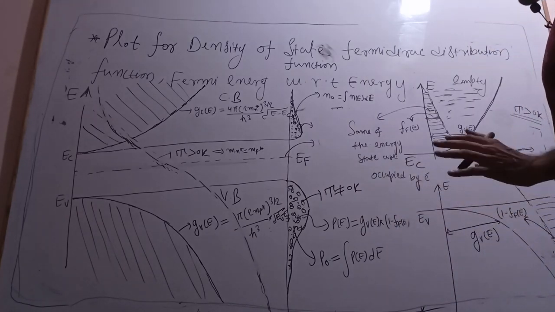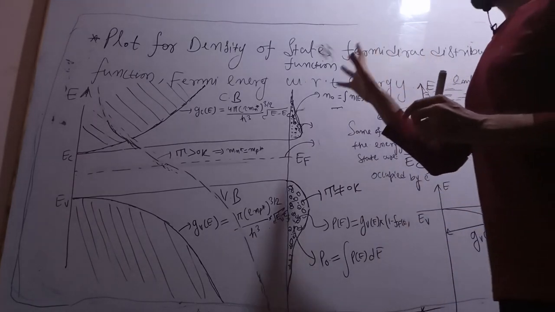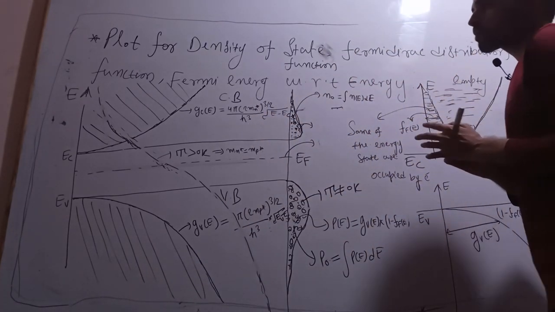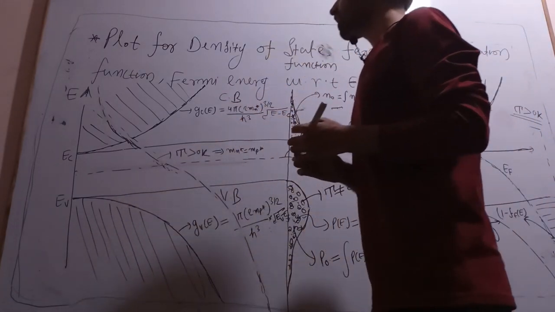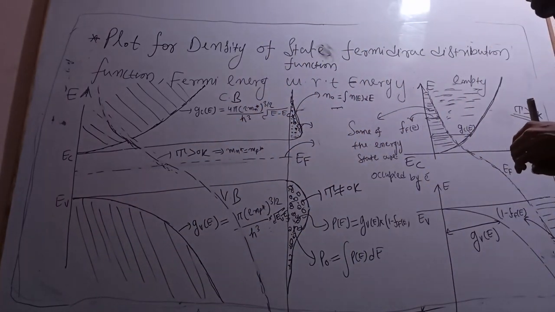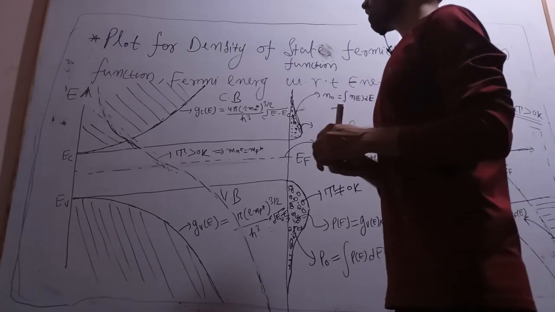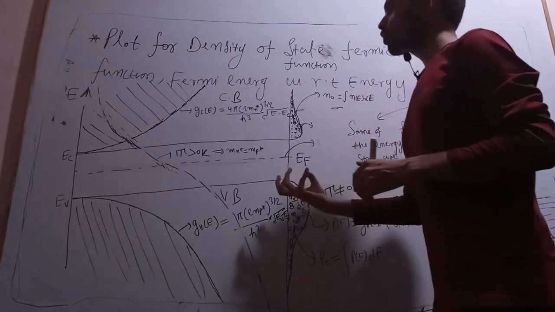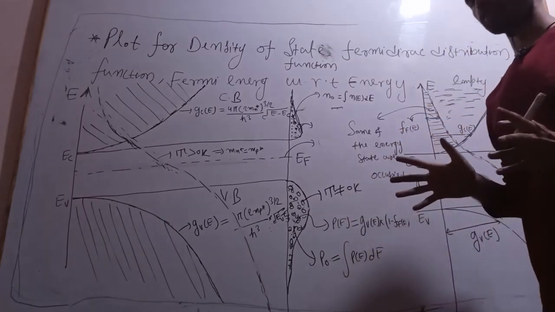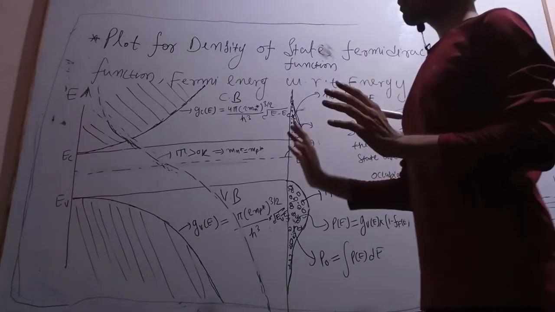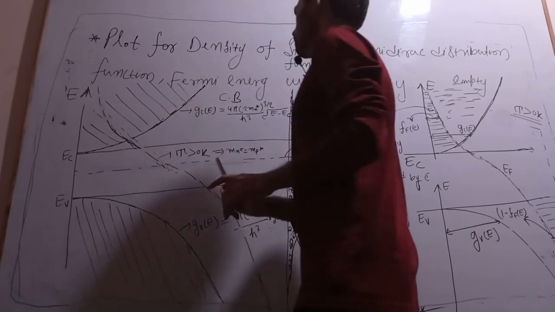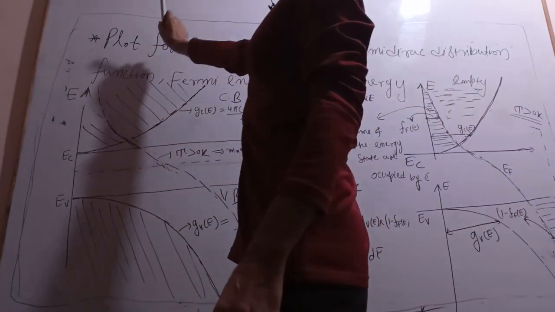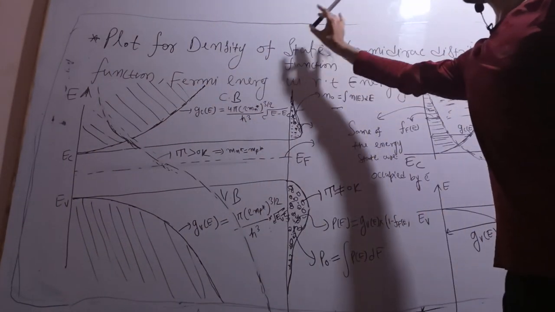So this is the exact way to determine the charge carrier concentration, or to visualize properly how the charge carriers are distributed within the semiconductor: in the conduction band, how the electrons are distributed, and in the valence band, how the holes are distributed. With respect to what? Energy, because everything is going on with respect to energy. So that's all for this topic. This topic is about the thermal equilibrium concentration of electrons and holes.